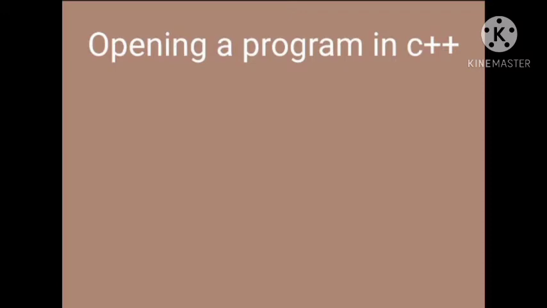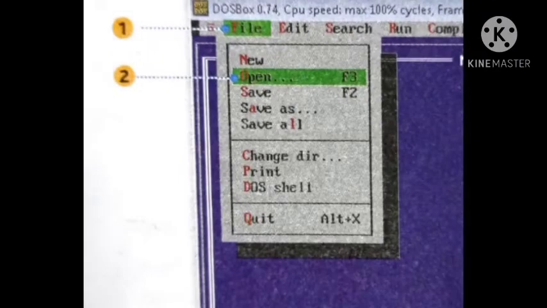I have told you about the structure of a C++ program, that it contains header files, then void main, and then C++ statements, right? So how do we open a C++ program? To open a C++ program, first you have to click on File. In the menu, the File option is given there. You have to click on that, and then click on Open.